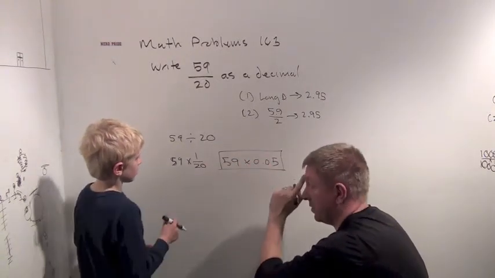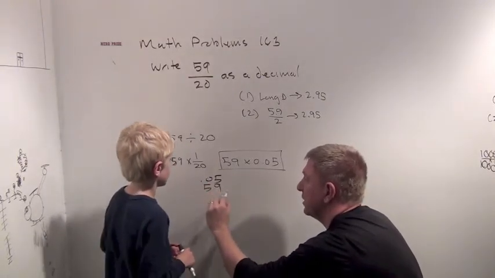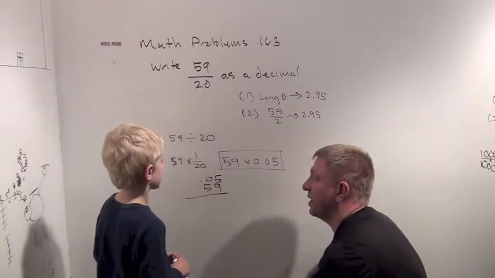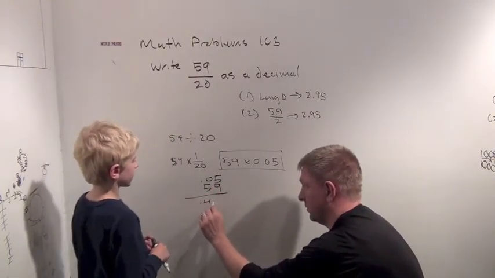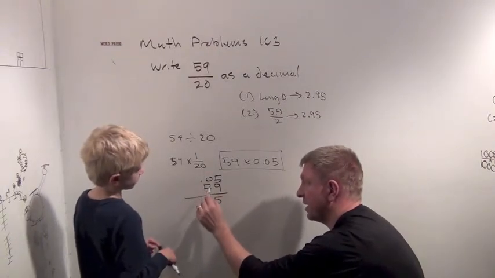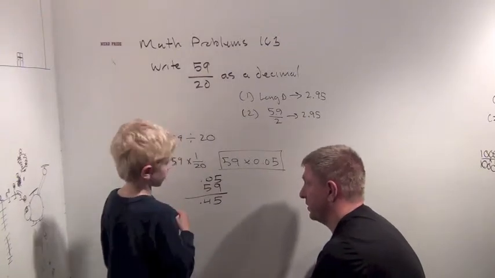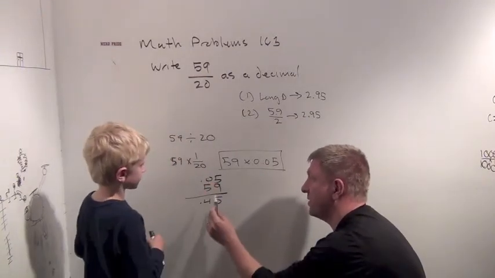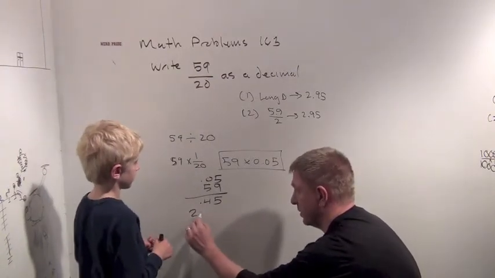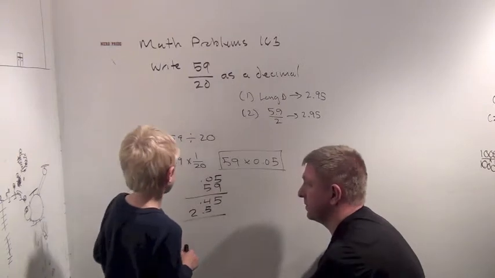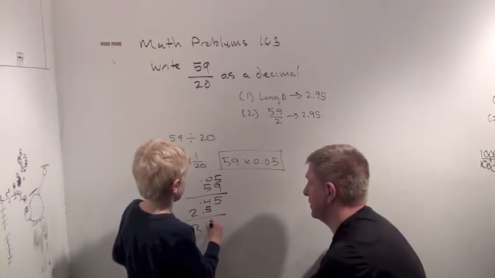Alright, so that's going to be 0.05 times 59. So what is 9 times 0.05? 0.45. And now 50 times 0.05. Well, multiply by 10 first, and then multiply by 5, so it's 5 times 0.5, which is 2.5. That's 2.95.